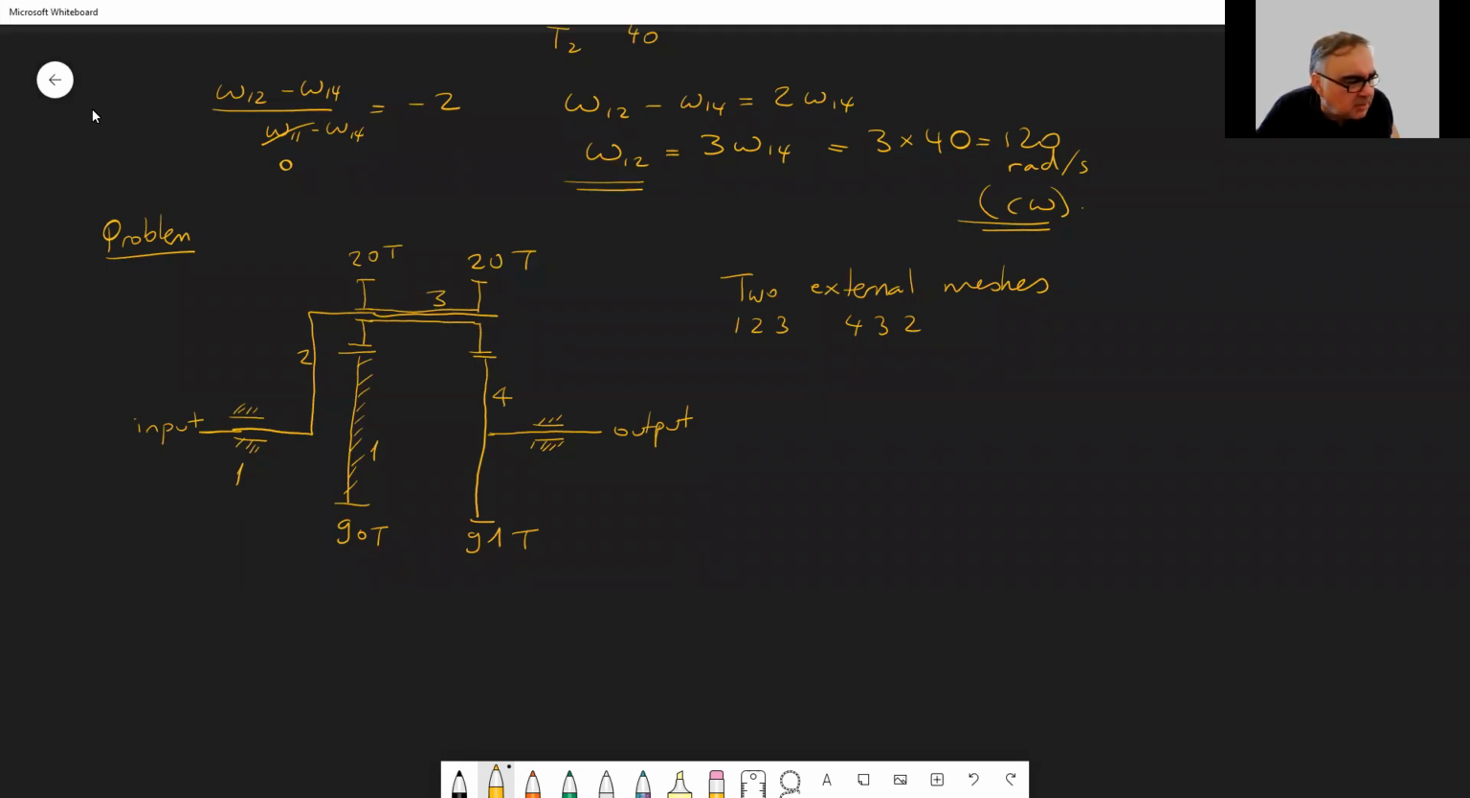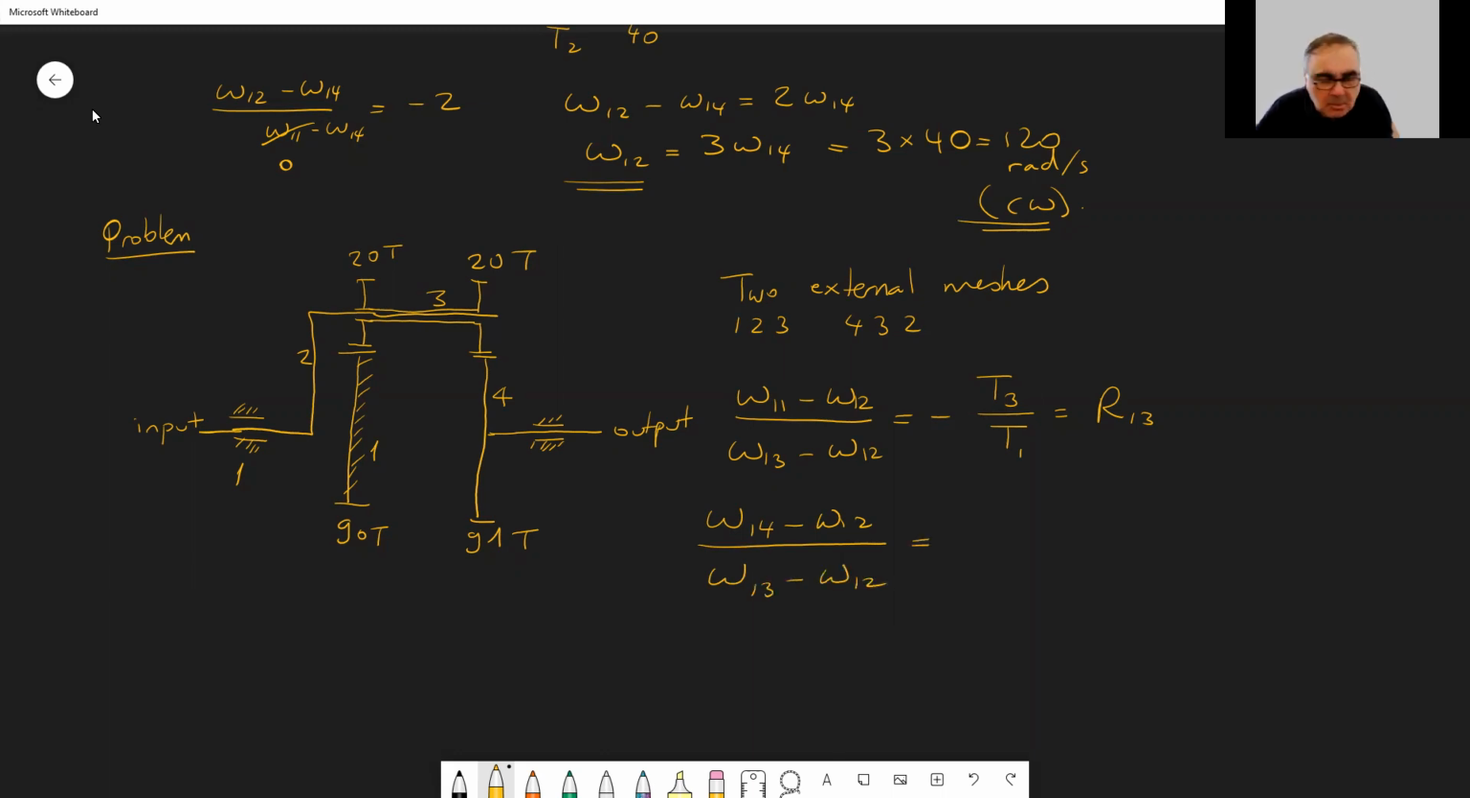So in the first mesh, you have omega 1,1 minus omega 1,2 over omega 1,3 minus omega 1,2 equals minus T3 over T1. Okay, this is R1,3. In the second mesh, you have omega 1,4 minus omega 1,2 over omega 1,3 minus omega 1,2 equal to minus T3 over T4, which is R3, I suppose.